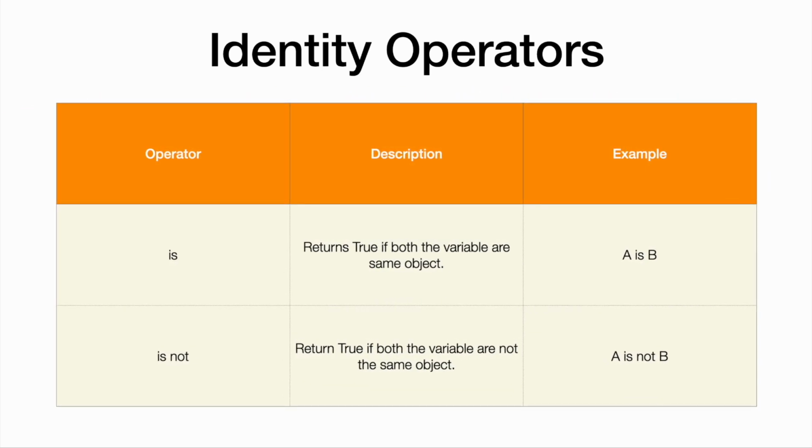Next one is identity operators. Identity operators are used to compare the objects, not if they are equal, but if they are actually the same object or not. So when I say same object, it means the same memory location. In identity operators, we have is, is not. Is will return true if both variables are the same object. Is not will return true if both the variables are not the same object.